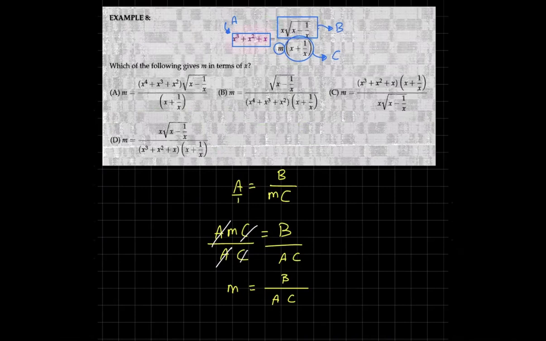So guys, if you look at the options, you will find here we have only B on the numerator, which is x square root of x minus 1 over x. And the only expression that has this on the numerator is option number D. So the answer is D. And here we have A. What is A? This expression. And what is C? C is this expression.